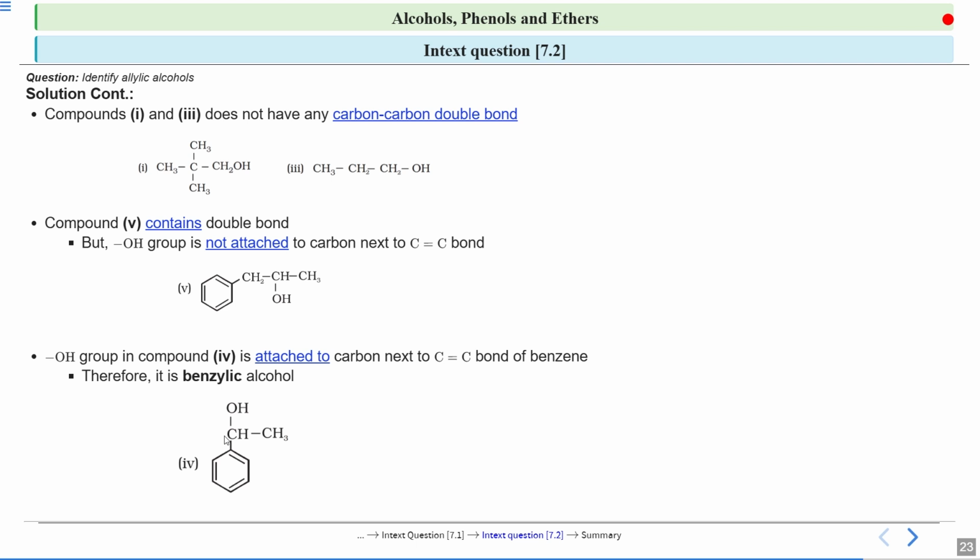On the basis of the concept of benzylic alcohol, we have seen this fourth compound is actually a benzylic alcohol, because as per the definition, a hydroxyl group attached to the carbon which is attached to the carbon of the benzene ring is called a benzylic alcohol. So this is not an allylic alcohol, but it is a benzylic alcohol. That's why we cannot say that the fourth compound is an allylic alcohol. So the first, third, fifth, and fourth are not allylic alcohols, and you can say that the sixth and second structures are the only allylic alcohols in the given question.